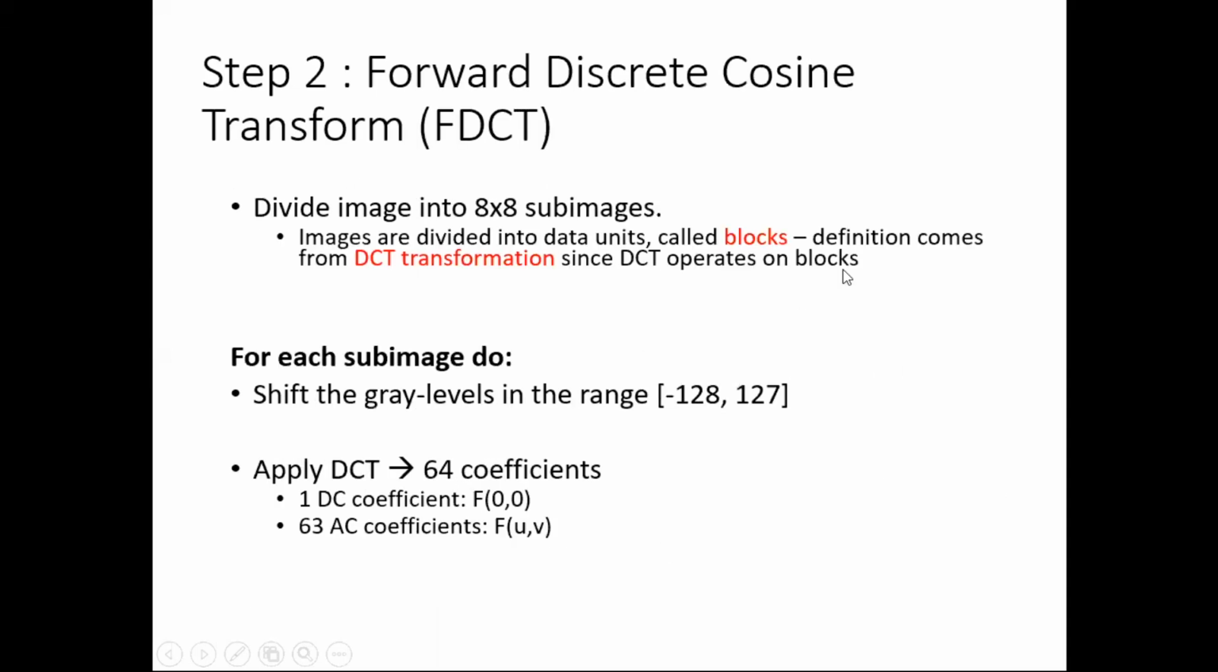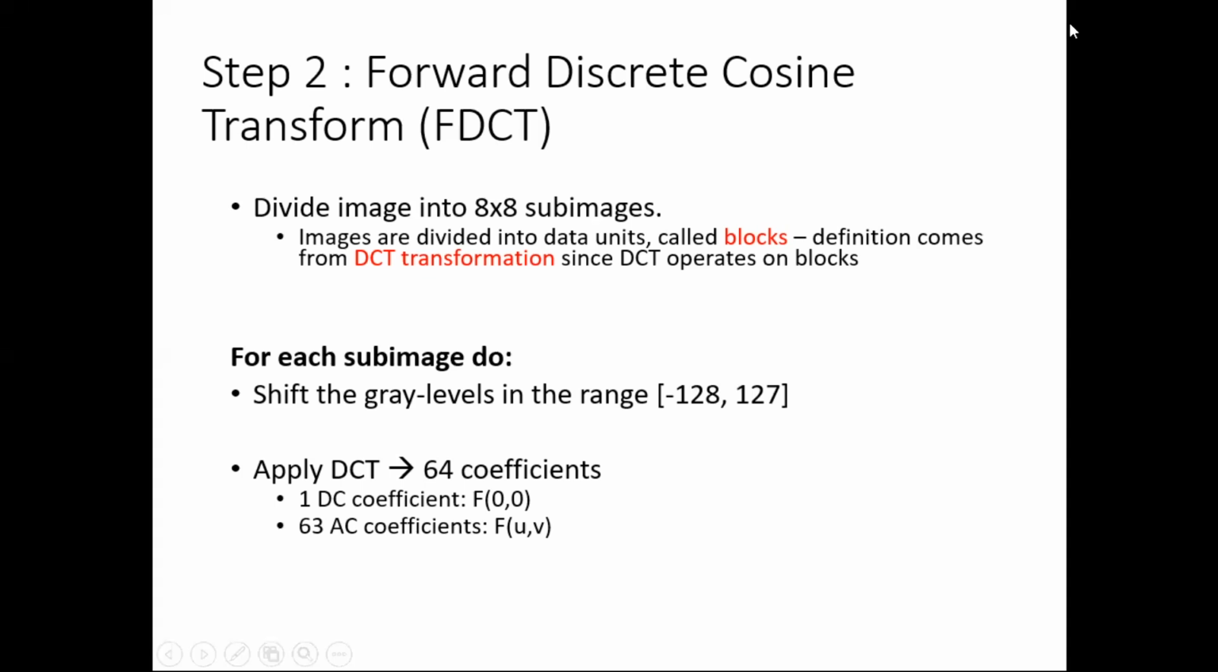Then we can perform the forward discrete cosine transformation. Before going to the forward discrete cosine transformation, I will show you an example about the DCT. In DCT, we divide our image into 8 by 8 sub images, right? 8 by 8 sub images means 64 pixels. We are taking 64 pixels separately as an 8 by 8 block. Then we change the pixel values to between minus 128 and 127.